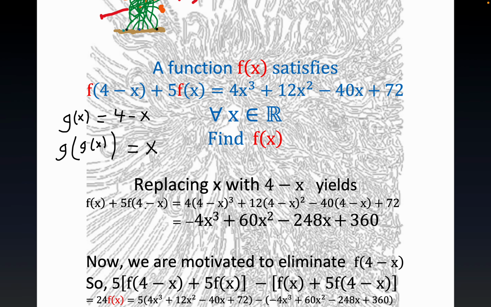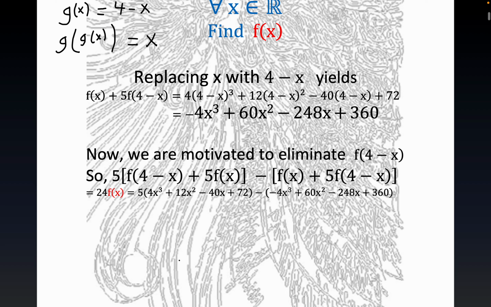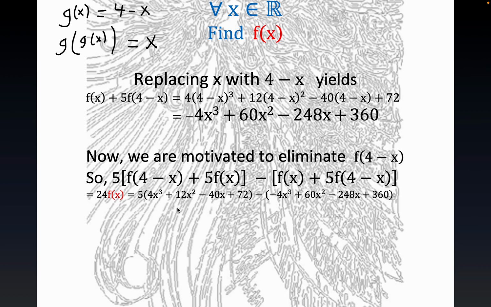In other words, again, our goal from the beginning has been to see if we can eliminate this term. Well, this multiplication will allow us to, if we multiply 5 times this and subtract it from the expression that already has a 5 as the coefficient, the f of 4 minus x terms will go away. Now, y'all, when you do this, you get 24f of x, because this would be 5 times 5, which is 25, minus 1 copy of f of x is where this 24f of x comes from.